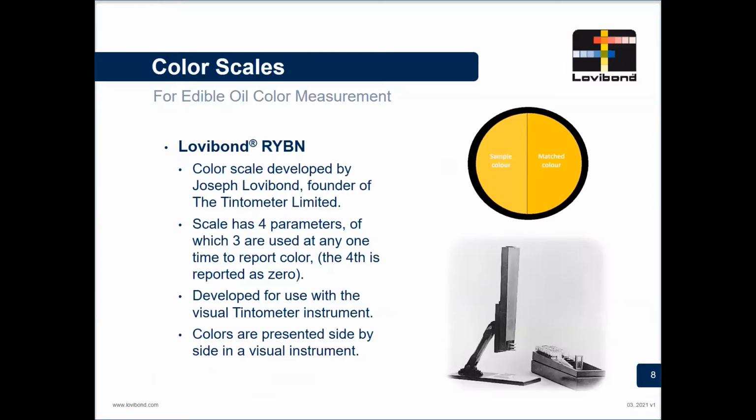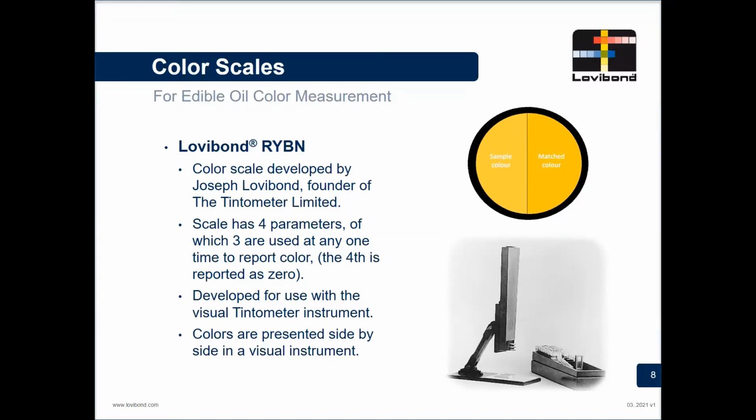So what color scale can we use? There are a number of color scales, but the oldest one was developed by Joseph Lovibond, who founded the Tintometer Limited. And the scale actually has 4 parameters: red, yellow, blue, and neutral. Now you're going to say that's 4, and I talked about 3. Well, when we're using the Lovibond scale, we're only ever using 3 out of the 4 colors at any one time. We always report the 4th as 0.